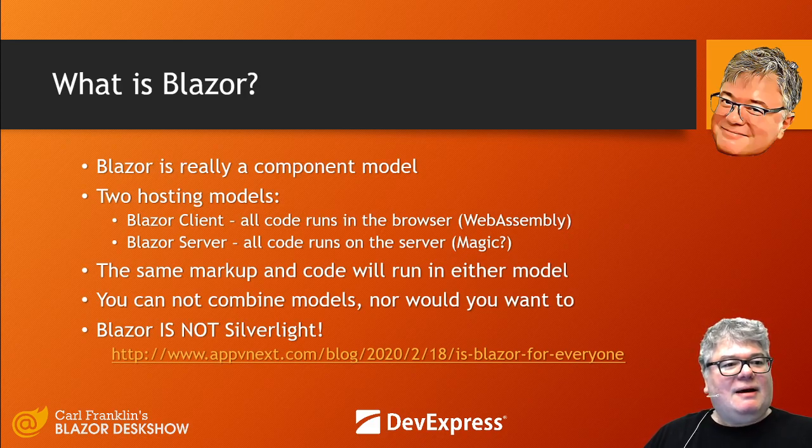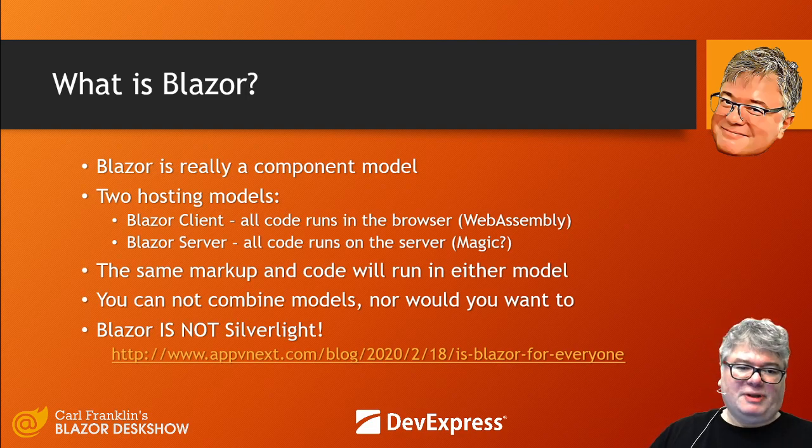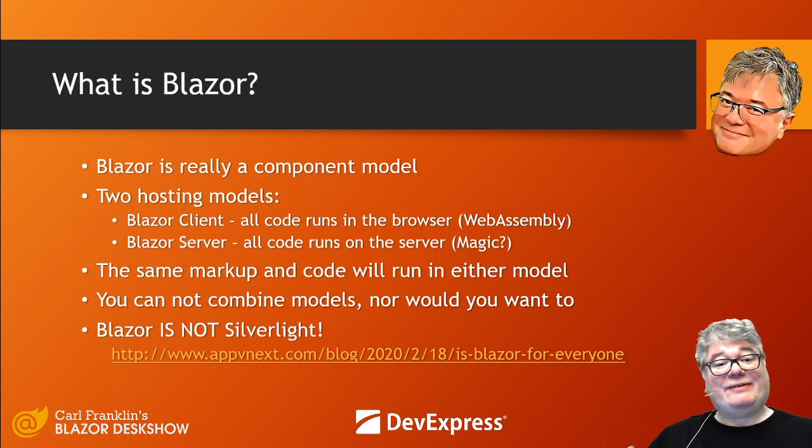But all right, so you really can't combine models, nor would you want to combine models. Now, you can build a Blazor server app and a Blazor client app with the same code and markup at the same time. I'm going to show you how to do that. But at the end of the day, your application is either going to be a Blazor server app or a Blazor client app. So hopefully within the next couple hours, you will understand the difference between these two hosting models and be able to make an intelligent decision for your own projects, which one you would use.